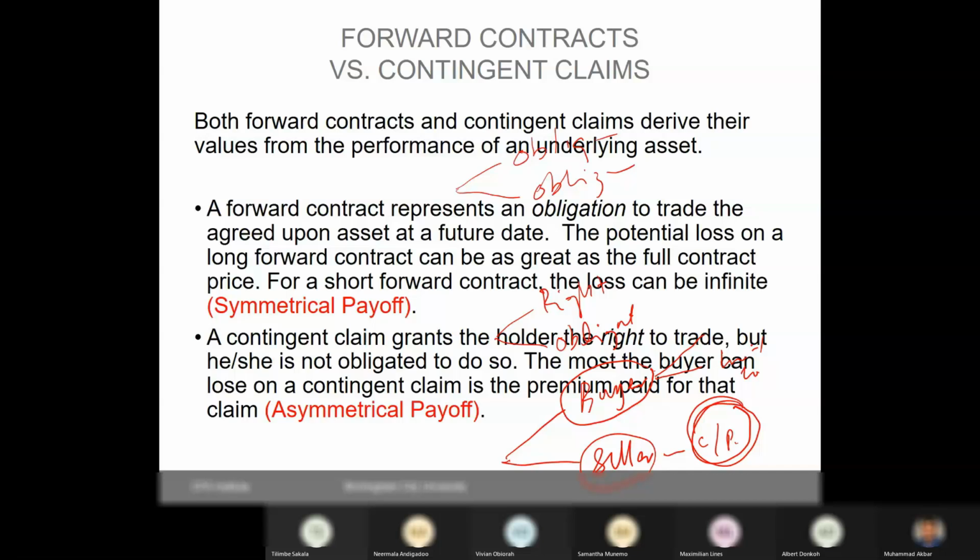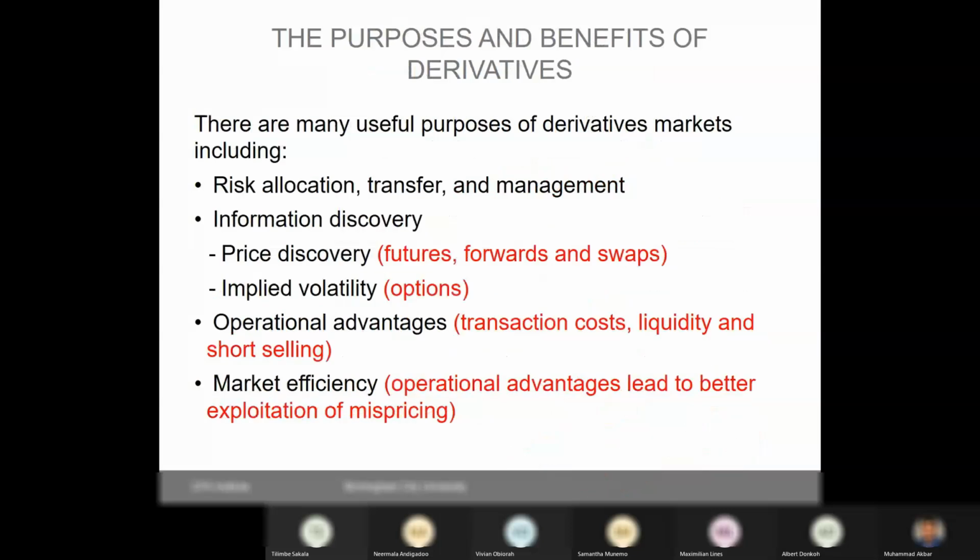Any question on this? So what are the purposes of derivatives, the gains from derivatives? So of course, you have used and you will be using derivatives for risk allocation, risk transfer, and risk management. This is one very important function. We will be doing particularly this and this one as well as this one at times.